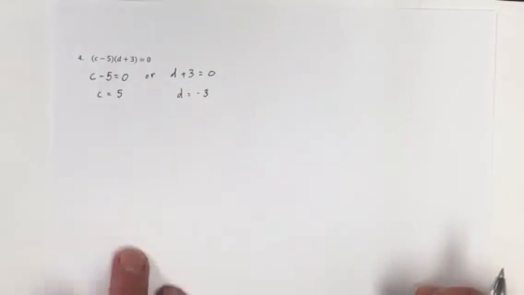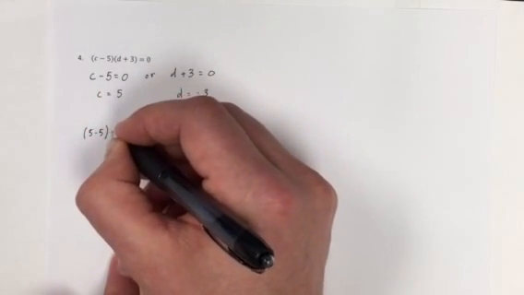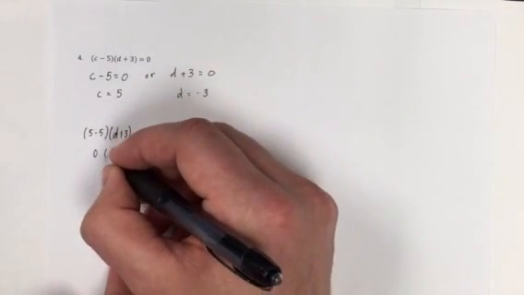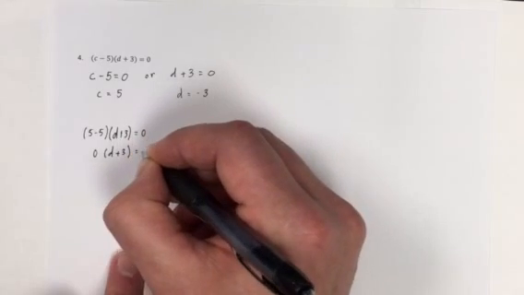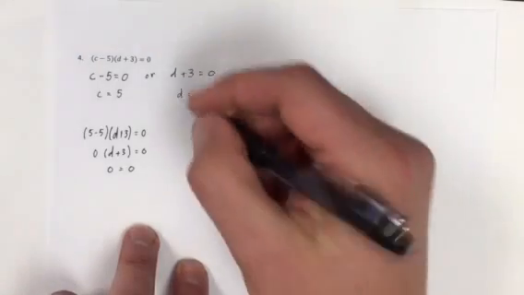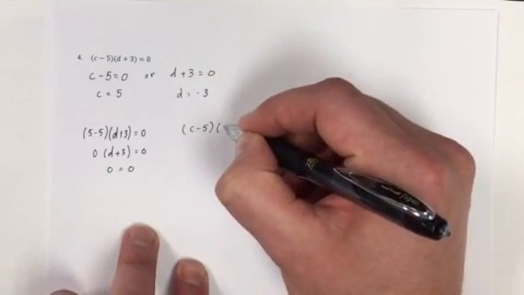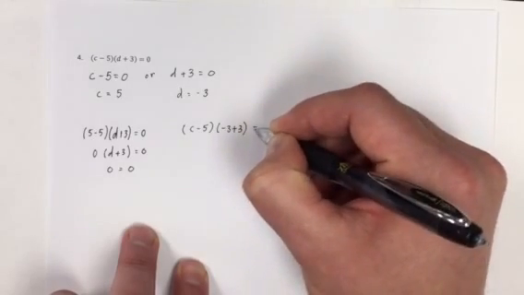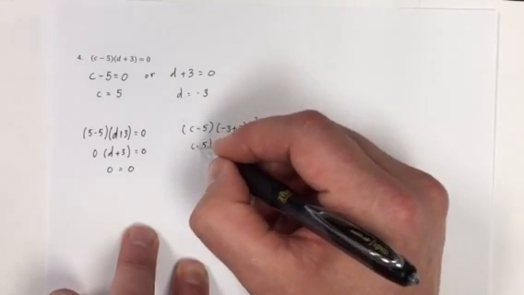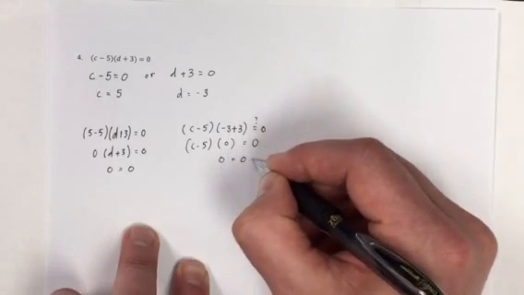And in each situation when that is true, let's check it out. If C equals 5, that would be 5 minus 5 times D plus 3 equals 0. That's 0 times D plus 3, so this quantity has to be equal to 0 since we're multiplying by 0. Looking at the other way, C minus 5 times -3 plus 3. Does that equal 0? C minus 5 times 0, and that quantity would be equal to 0 also.